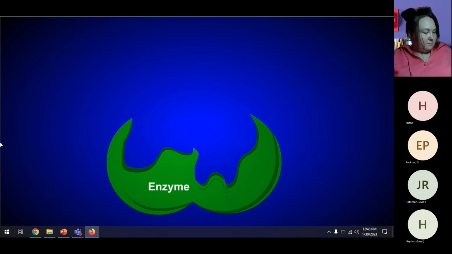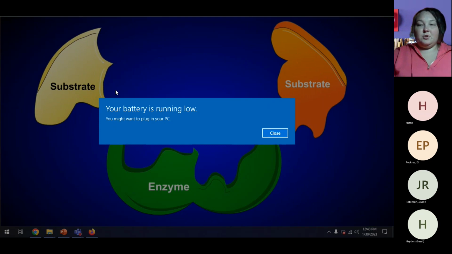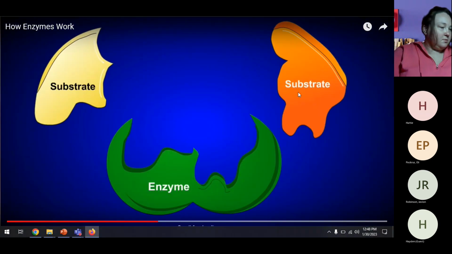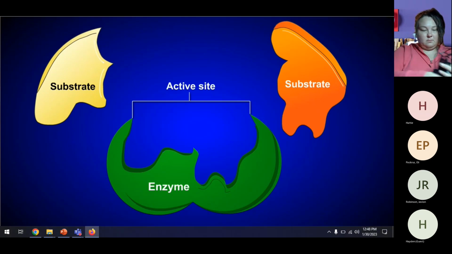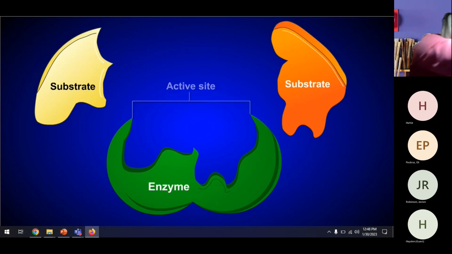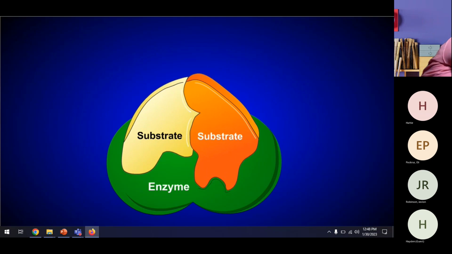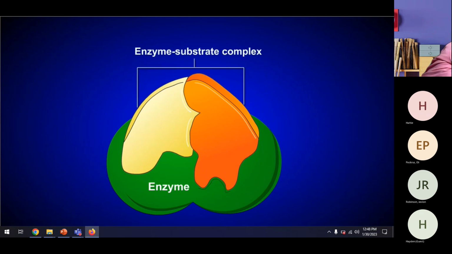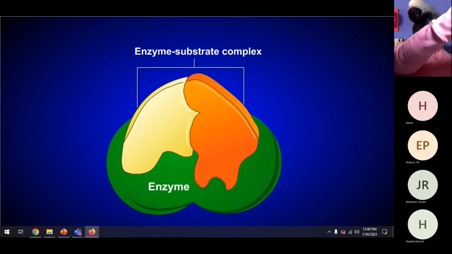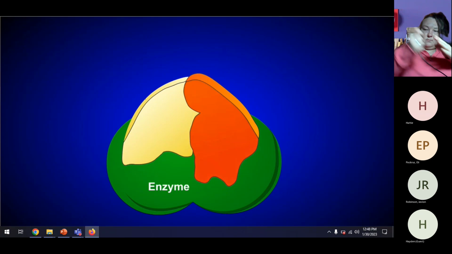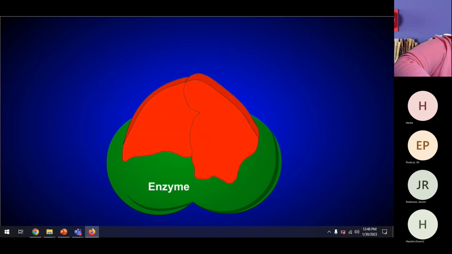They work by binding to one or more specific molecules called reactants or substrates. Binding occurs at a special region on the enzyme called the active site. Once the substrates bind to the active site, they form what's called an enzyme-substrate complex. As the enzyme and substrates begin to react, some of the chemical bonds in the substrates begin to weaken, causing them to link together. Eventually, the chemical reactions at the active site lead to the formation of a different molecule.